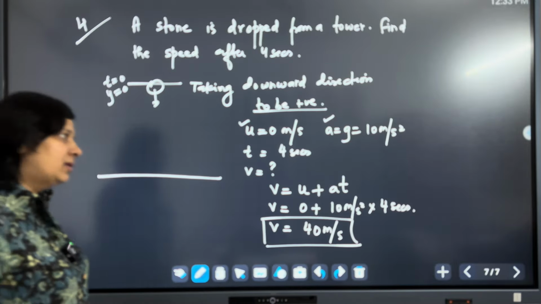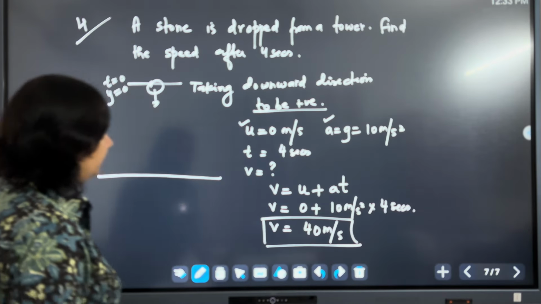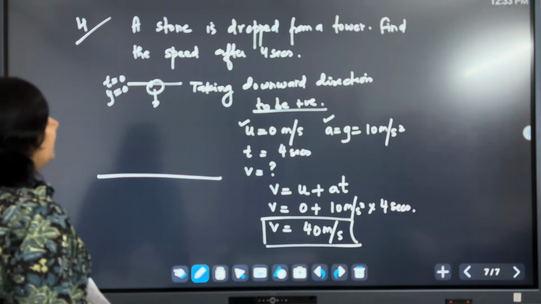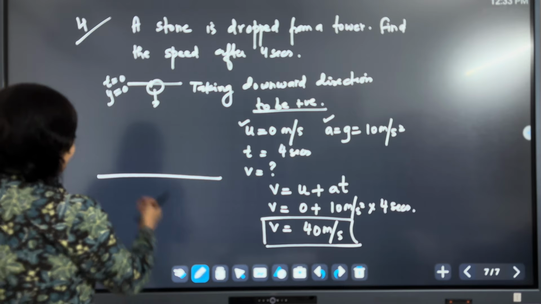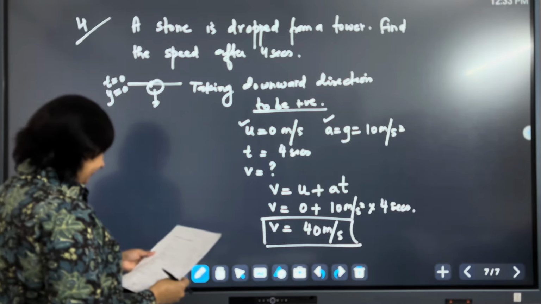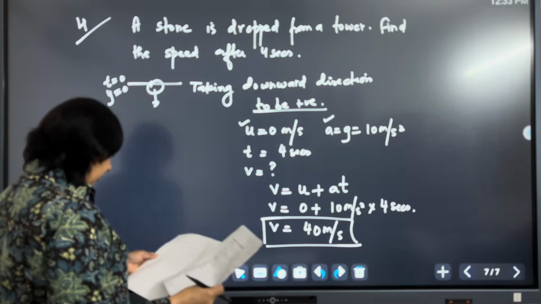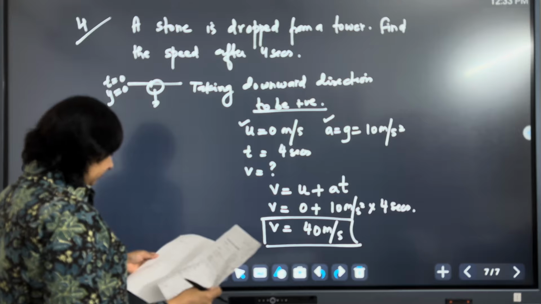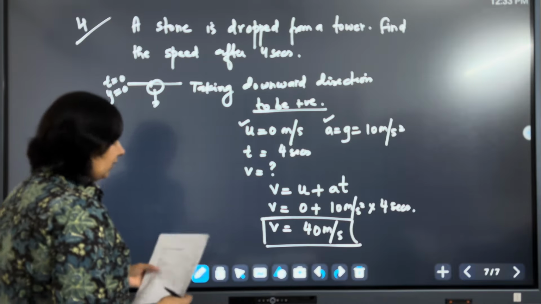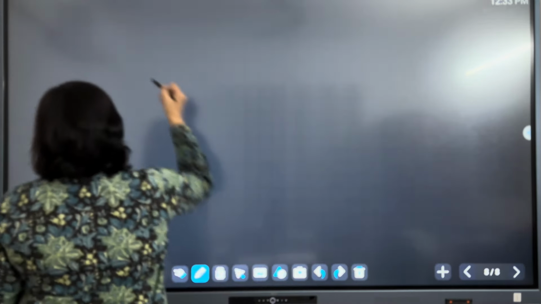Okay, you can also calculate that. That's what they asked. A stone is dropped from a tower. Find the speed after 4 seconds, right? And also, what do they ask you to calculate? Yeah, correct. That's all they are asking. Okay, very good. Let me do one more problem for you.